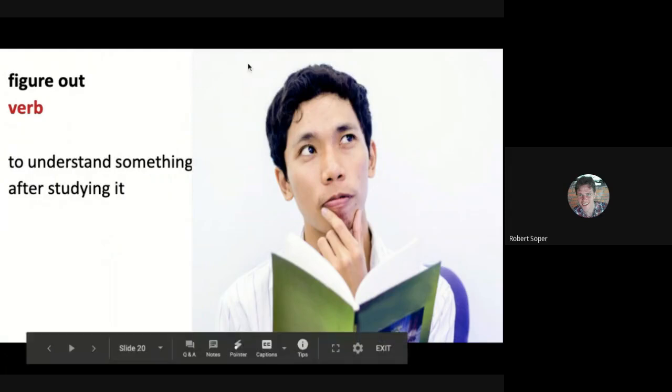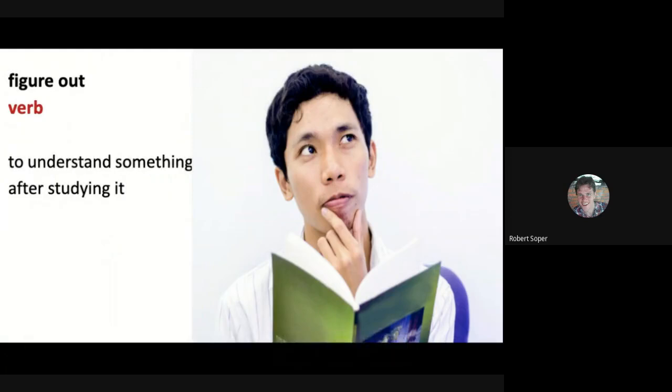Another thing that we often figure out are math problems. So sometimes if we're looking at a complex equation in maths, the answer isn't very obvious to begin with. We don't know the answer straight away, but we think about it and then we figure out the answer. Okay, try and put this word figure out in your own sentence.